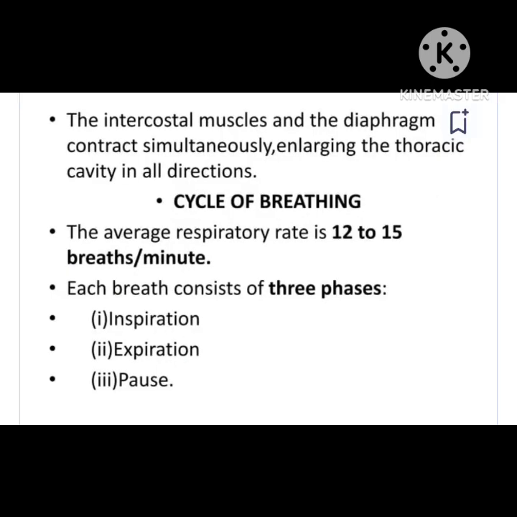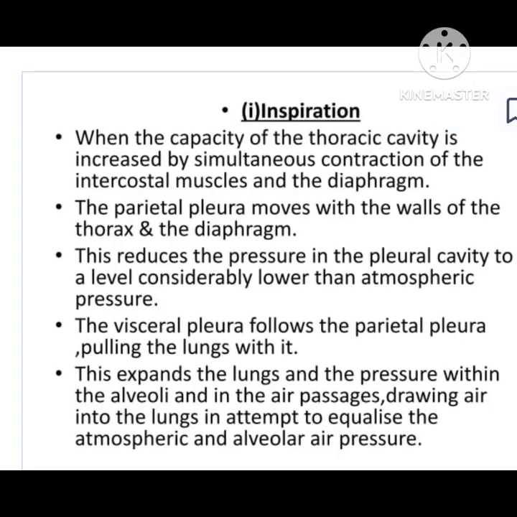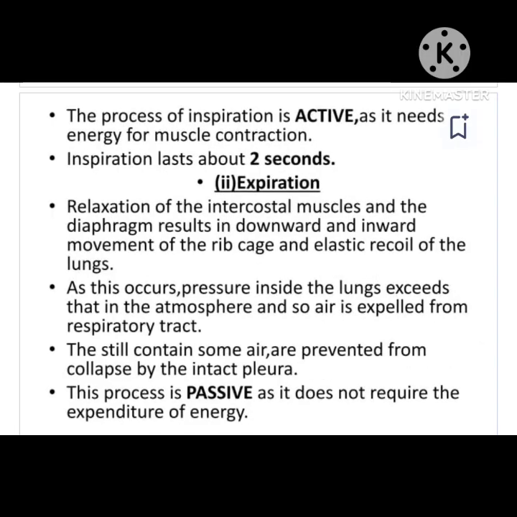Cycle of breathing. The average respiratory rate is about 12 to 15 per minute, and the cycle consists of three phases: inspiration, expiration and pause. First is inspiration, that is the inhalation of air, and the capacity of the thoracic cavity is increased. Inspiration is simply inhaling air, and it is an active process that lasts about 2 seconds.